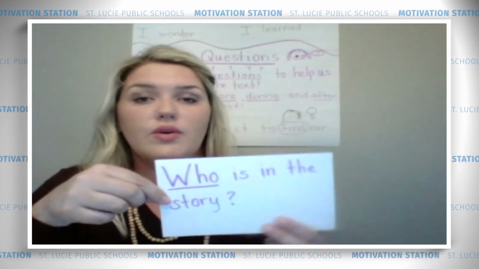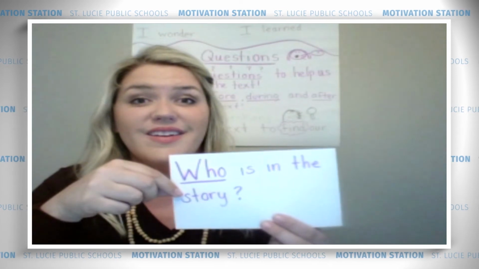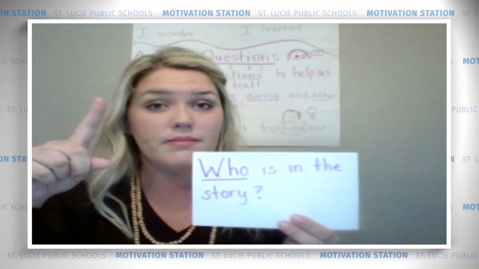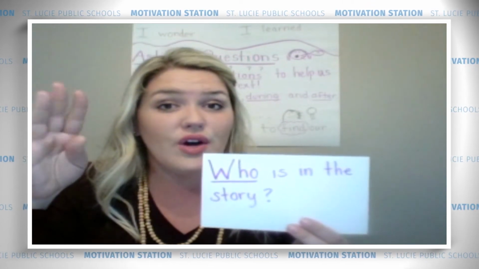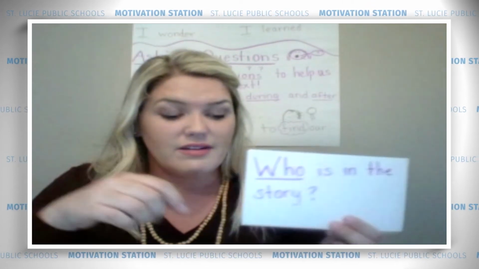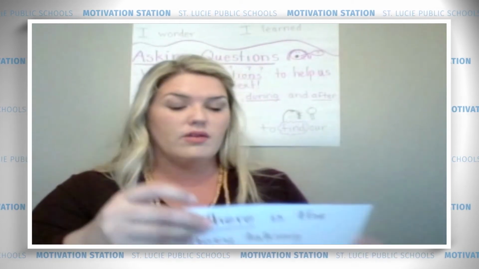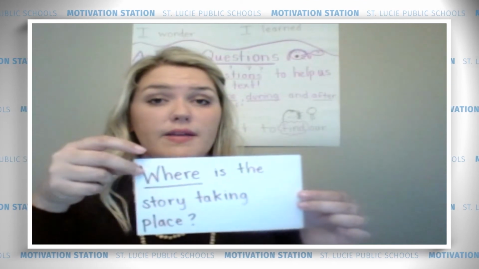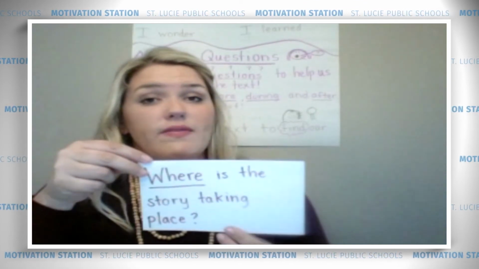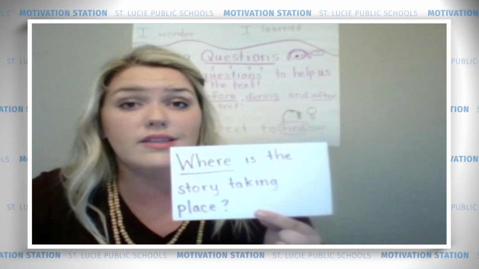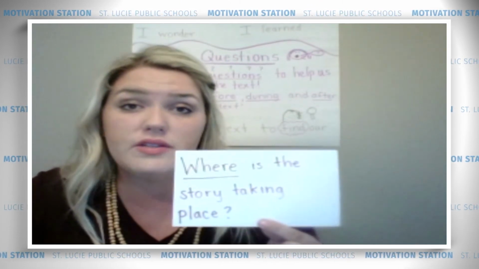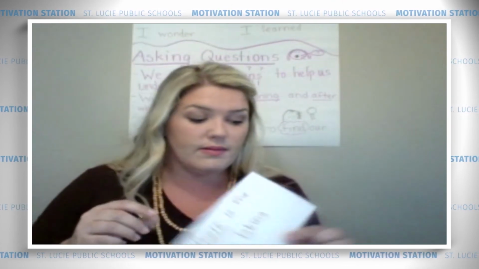So we talked about who is in the story. Can you shout out who is in the story? Good. Jack's mom, Fluffy Jack, the hen, right? The harp, and the giant. Okay, where was the story taking place? Good. So Jack's house, Fluffy Jack's house, and remember Jack climbed up the stalk to the giant's house. So Jack kept going to the giant's house each night.